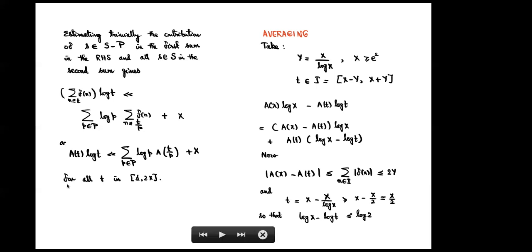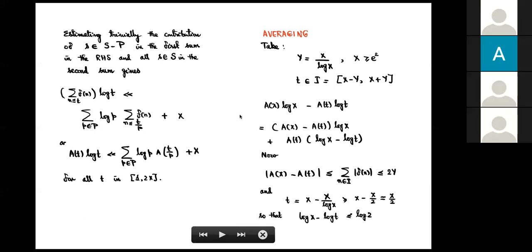Now what do we do with this inequality? Let's look at it. It says that it is valid for all t in 1 to 2x, right? Now we want to use this inequality to our advantage.